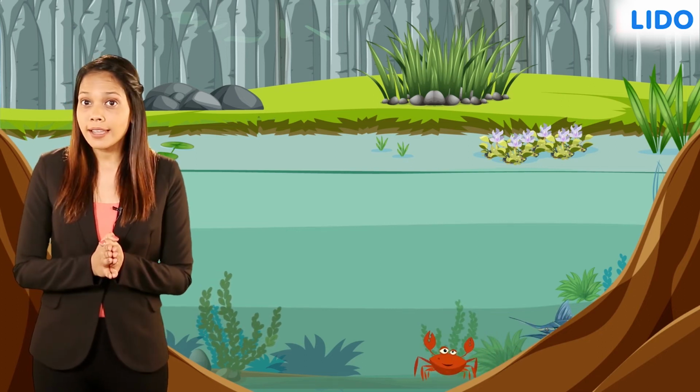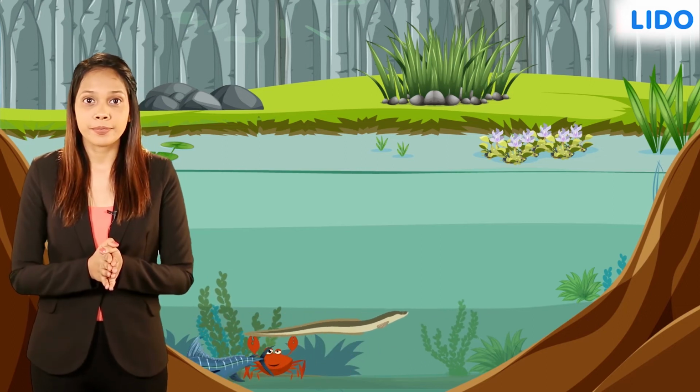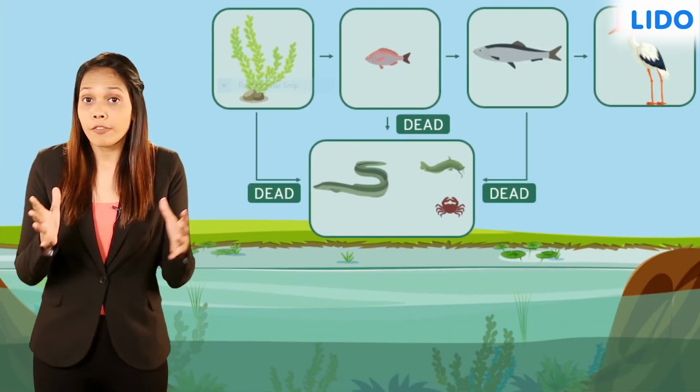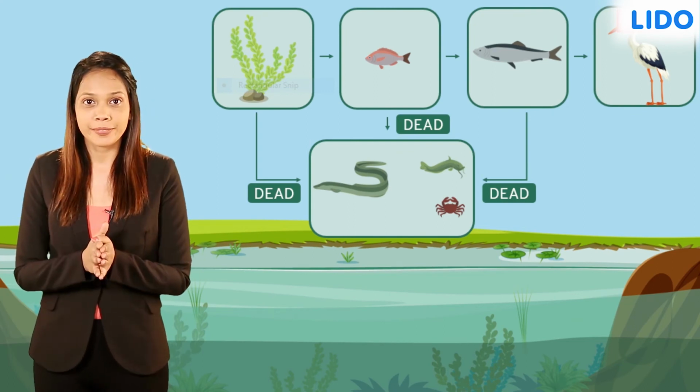Creatures like crab, catfish and eel, on the other hand, feed on dead and decaying plants and animal remains. This interdependence of plants and animals for food is called the food chain.